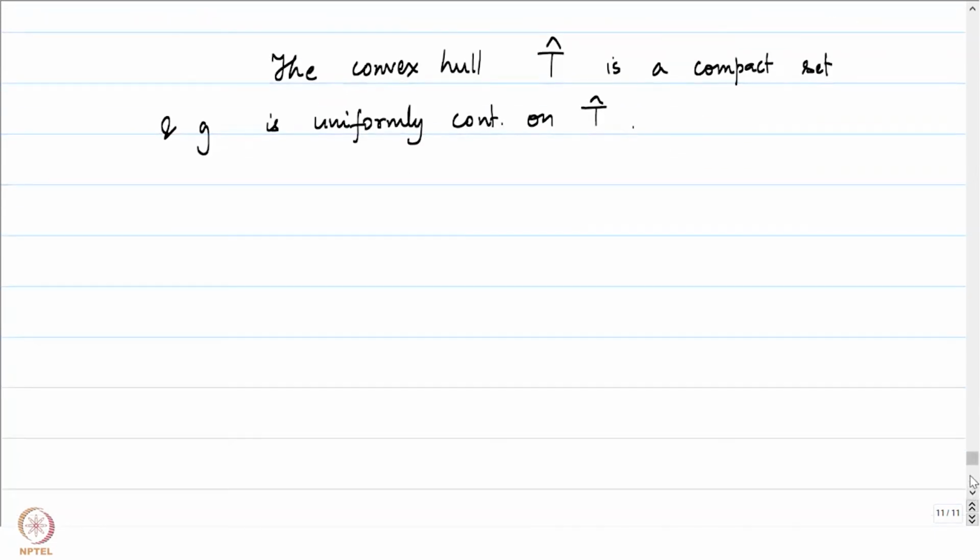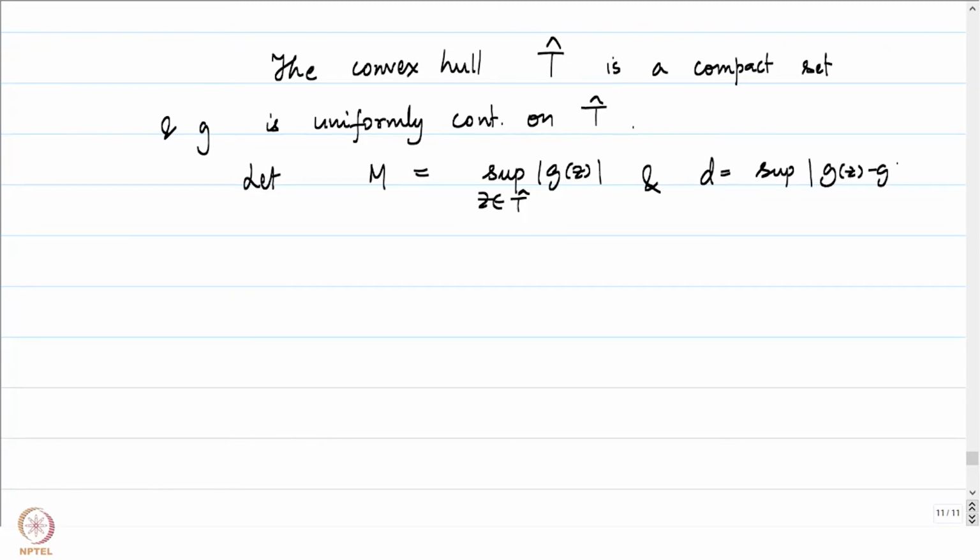So, before we use uniform continuity, let us fix some notations. Let capital M be the supremum of the absolute value of G of Z when Z is in T hat. Remember that T hat is compact, and hence this is going to be a finite number. Let us call that number M, and let D be equal to the supremum of |G of Z minus G of W|, where Z and W belong to T. This is the diameter of our triangle T.